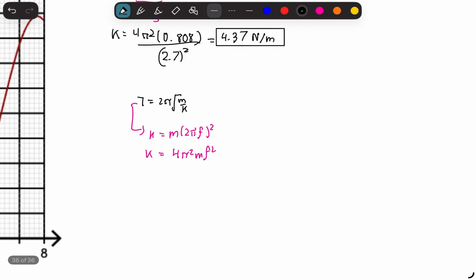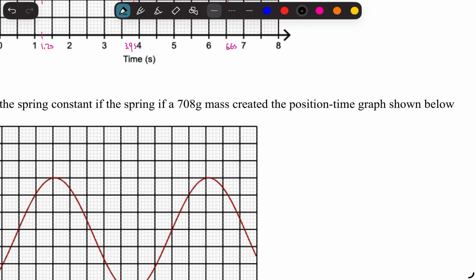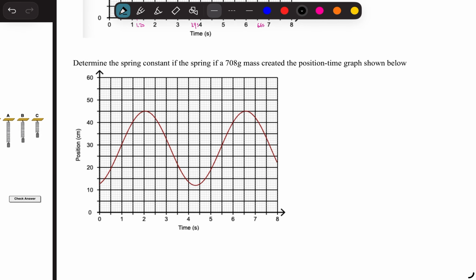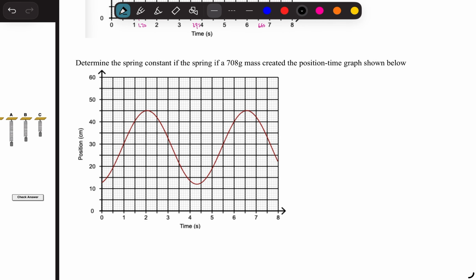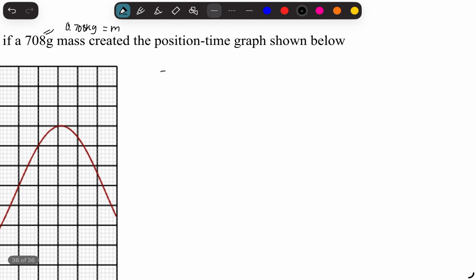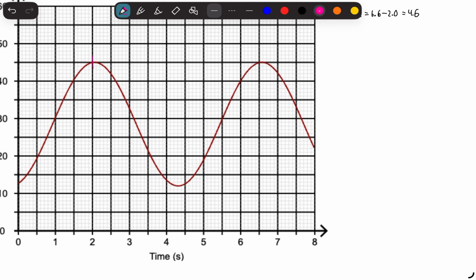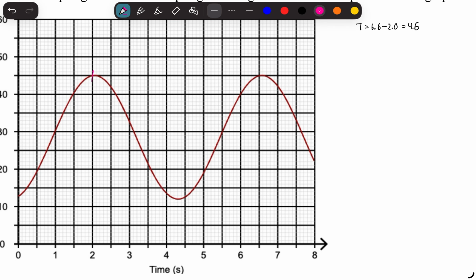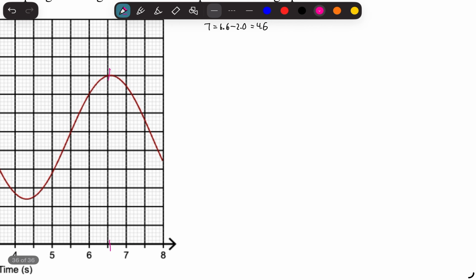Now after this, let's do one more problem. For our last question, we have 708 grams. Here we're going to convert this into kilograms, so that's 0.708 kilograms. That's your mass. Now you have to find the period from your graph. T is equal to 6.6 minus 2.0, which equals 4.6. We're looking at our consecutive peaks. Our peak here was at 2, and then our peak here is basically at 6.6. That's how we get our T.